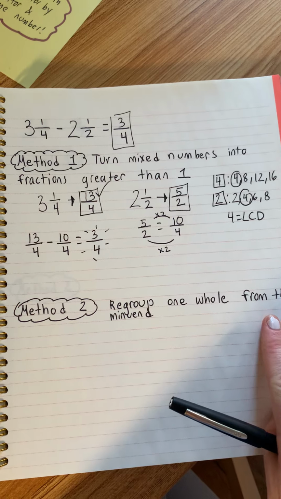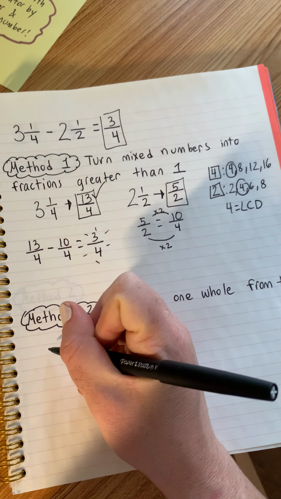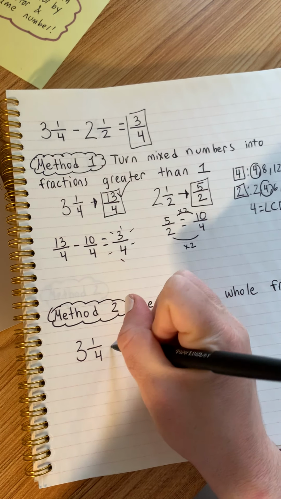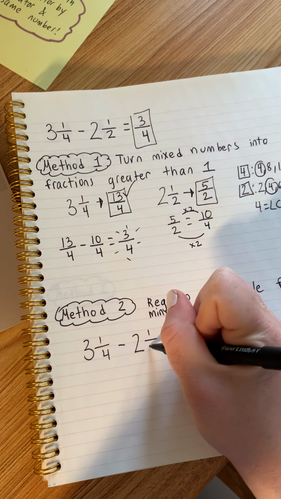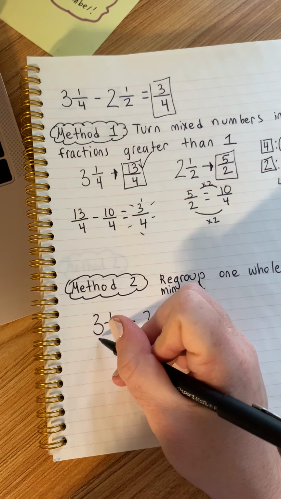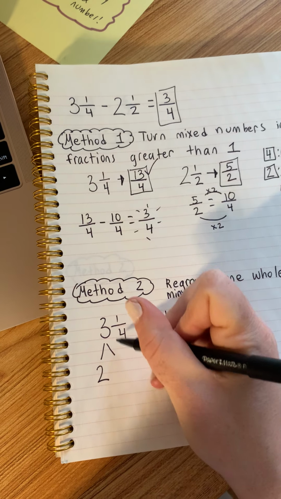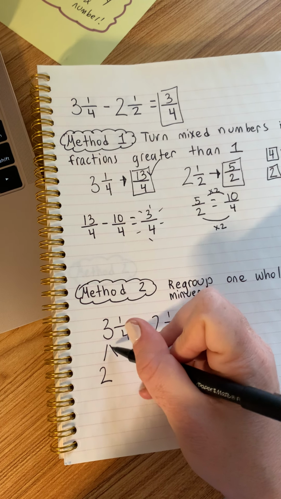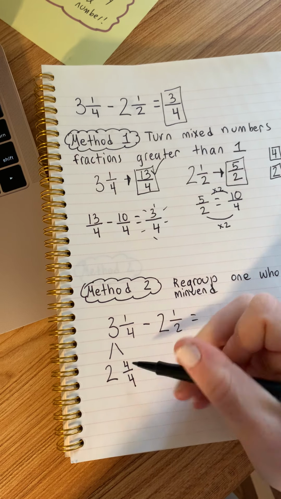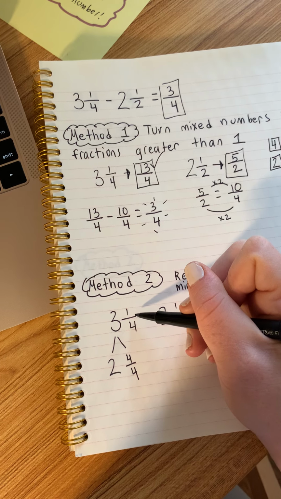Now let's do the same equation but with a different strategy. Now I'm going to regroup one whole from the minuend, and we've used this before when we subtracted a fraction from a whole number. So I'm going to take my 3 1/4 minus 2 1/2. And this time I'm going to take one whole away from 3. So that'll make this 2. And I'm going to rewrite the one whole as 4/4.